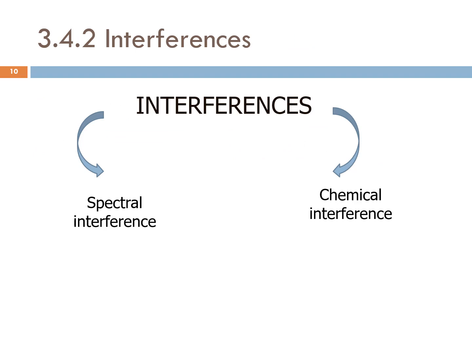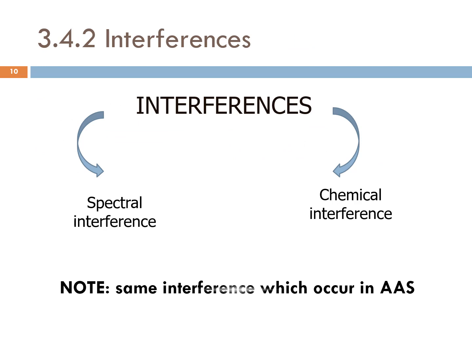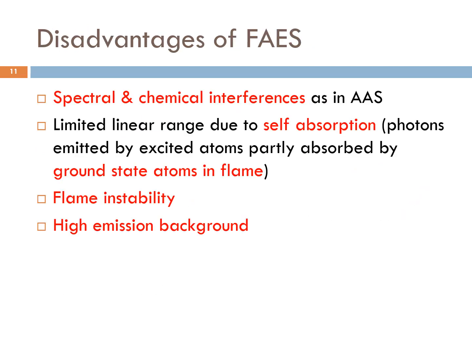So interference, you all ingat lagi interference dekat AAS. This is also the same lah, spectral interference and also the chemical interference. For disadvantages of FAES, due to the interference and also due to the self-absorption. Macam mana self-absorption ni boleh berlaku? Self-absorption ni bila photon emitted by excited atom is absorbed again by the ground state atom in the flame.